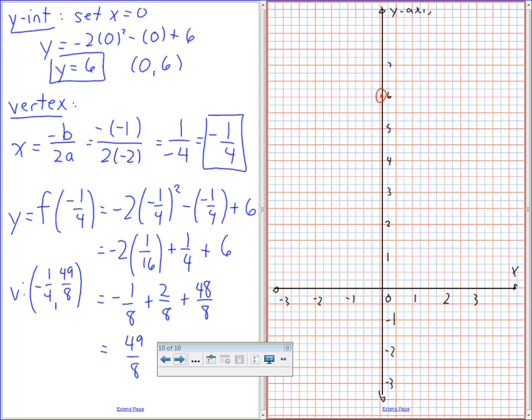1/4 and 49/8 is going to be just a smidge above that. And -2 and 3/2. So -2 is here, and 3/2 is here. Yeah, vertex should be on this. Better now? That make more sense? Good, thank you.